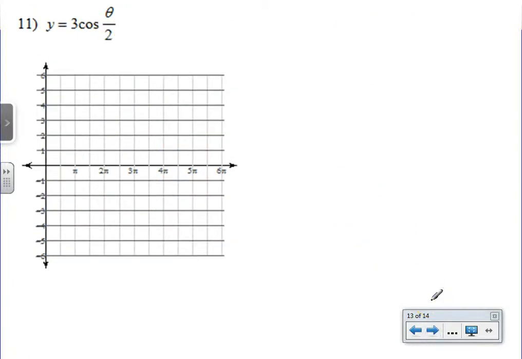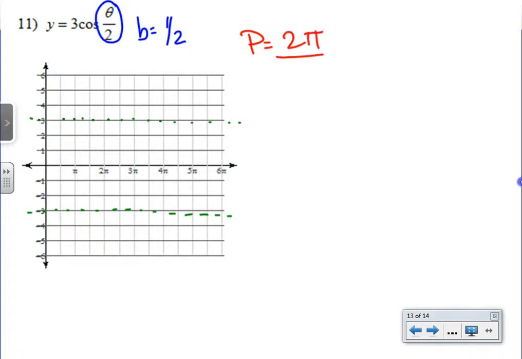Okay, number 11. 3 cosine theta over 2. So tell me, what is the b value in this graph? It's a 1/2. So let's go ahead and mark our amplitude of 3 before I forget again. Cosine normally has a period of 2 pi, but we need to divide it by the b value, which in our case is a 1/2. Think about what it means when you divide by a 1/2. You're really multiplying by the reciprocal. So what is the new period? 4 pi is our new period.